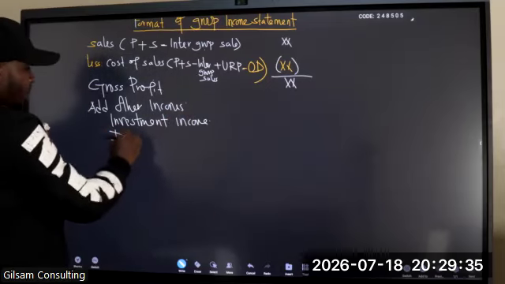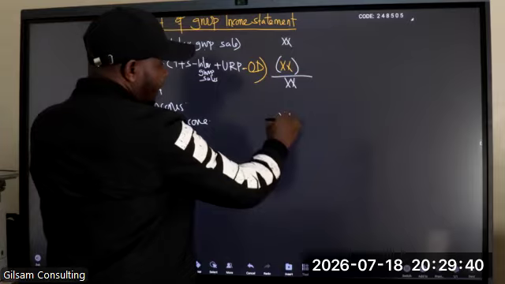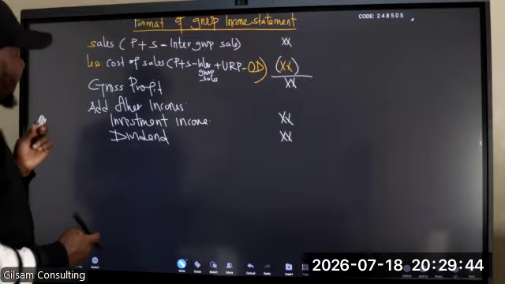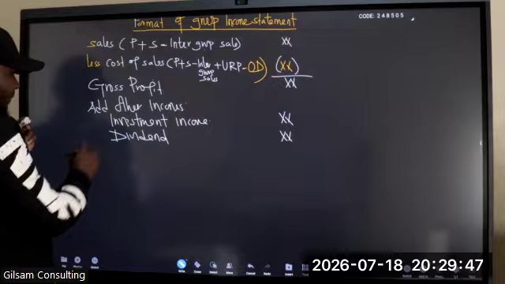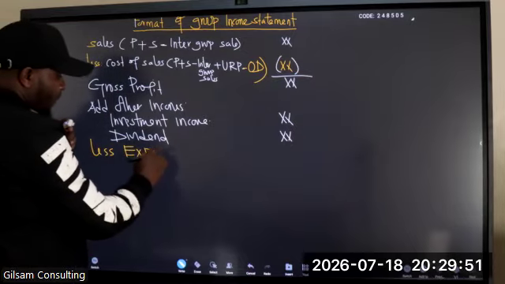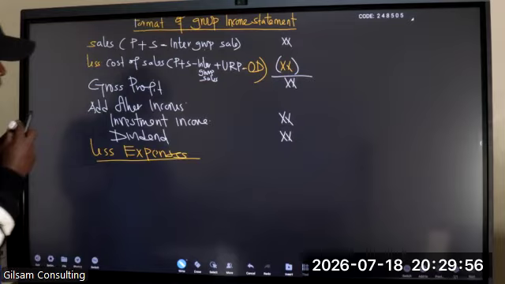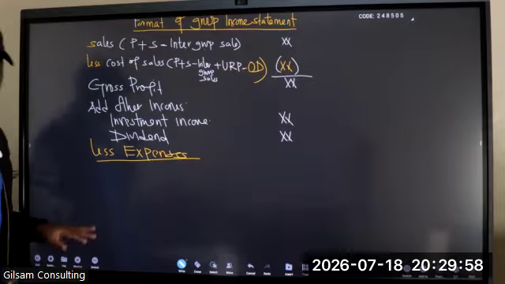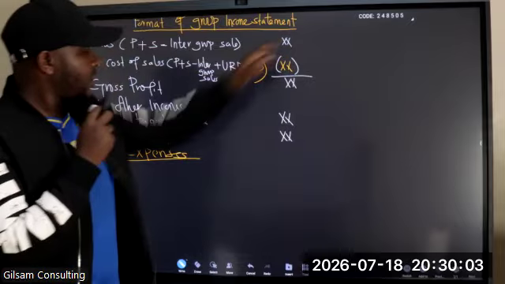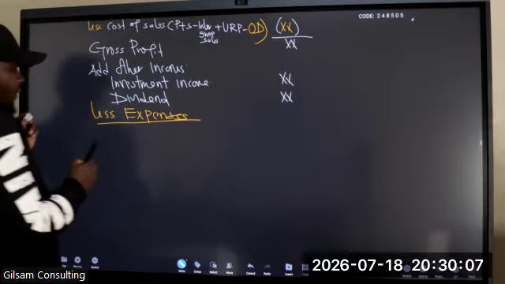Dividends, but for dividends, you have seen the adjustment of the dividend. Now, then we less expenses. For expenses, this is where you get your free marks. You have seen this will be free. So already we have 3 free marks. Expenses, this one should also be free marks.